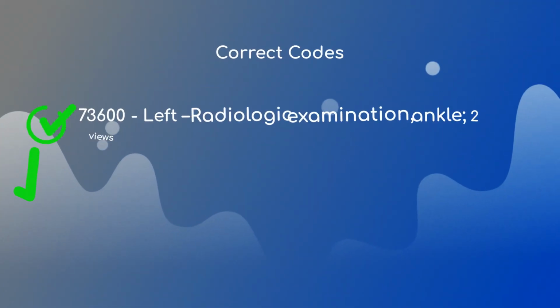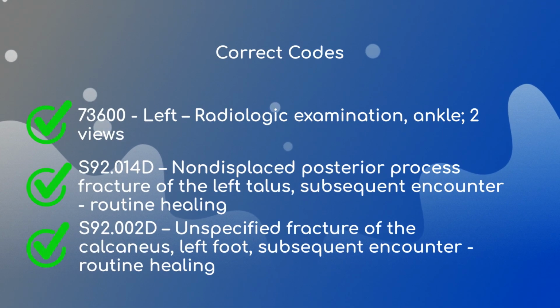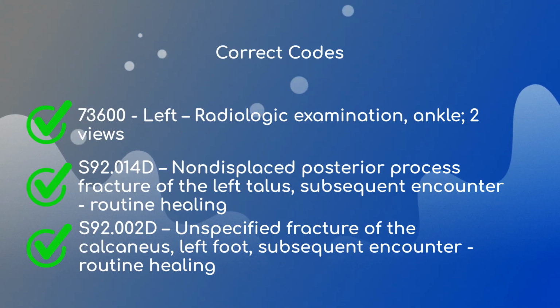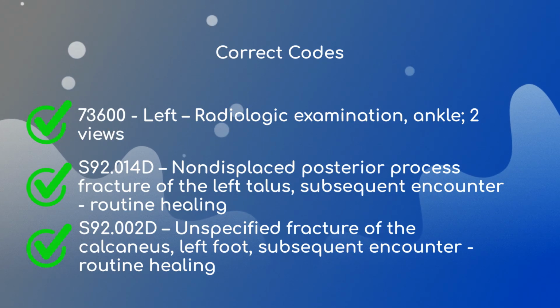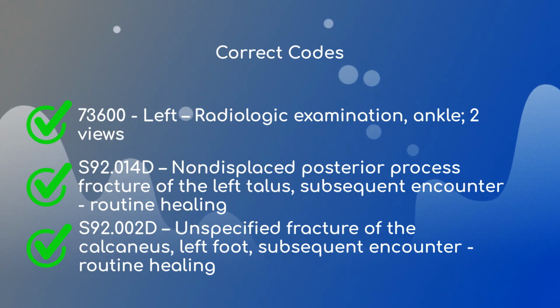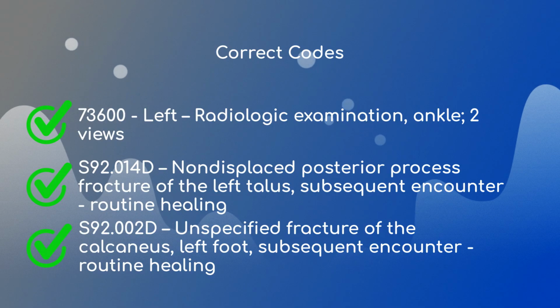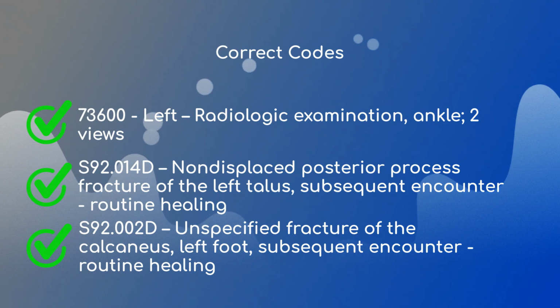The correct codes for this report are 73600, left, radiologic examination ankle, 2 views, left; S92.014D, non-displaced posterior process fracture of the left talus, subsequent encounter for fracture with routine healing; and S92.002D, unspecified fracture of the calcaneus, left foot, subsequent encounter for fracture with routine healing.